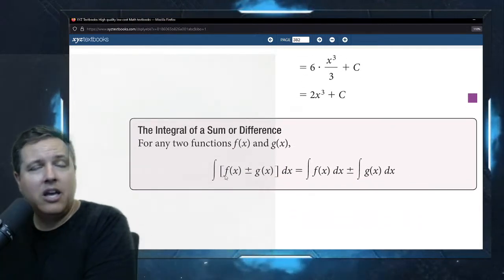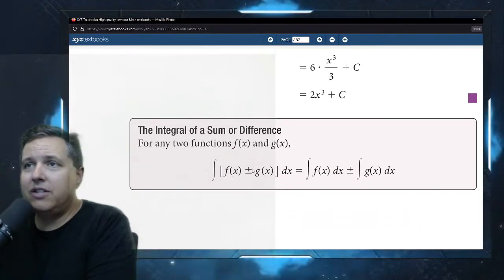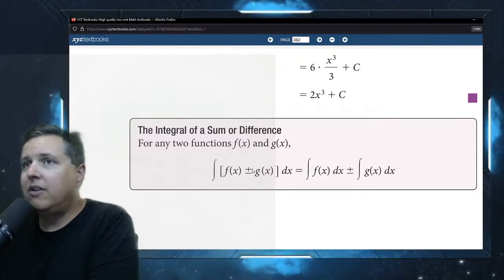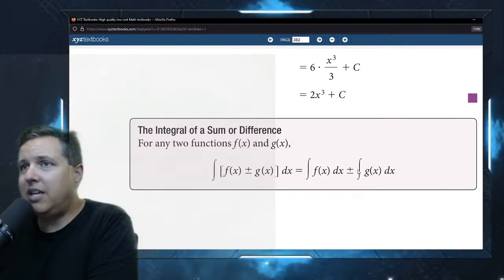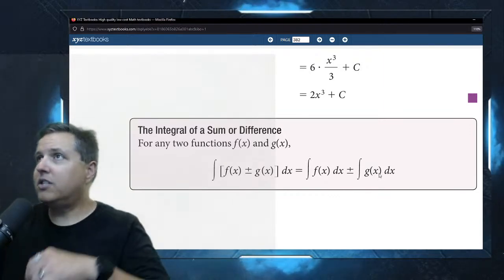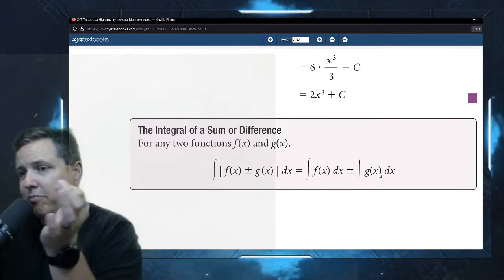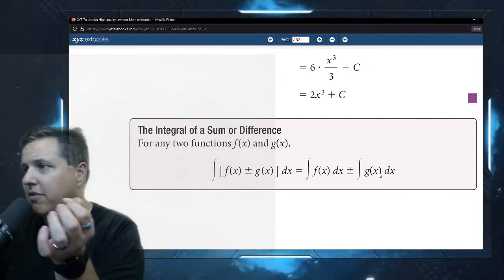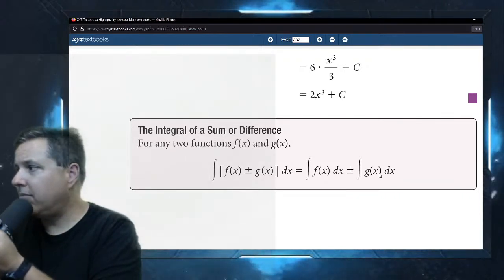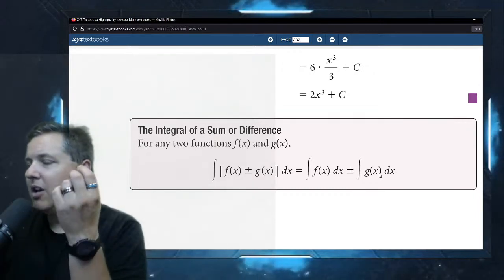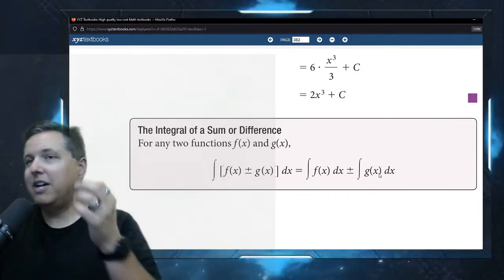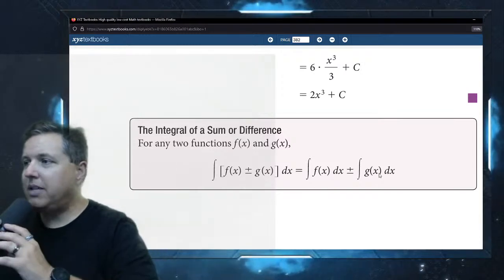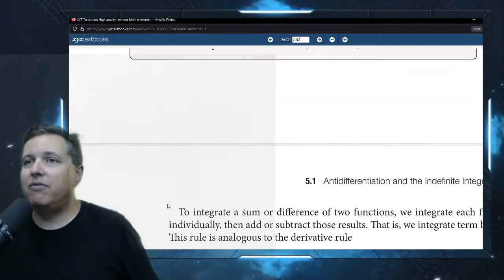Also conveniently, if we have the integral of a sum or difference, just like we do with polynomials for derivatives, you break it up into the individual pieces. So just like we take the derivative of a polynomial one term at a time, we will take the antiderivative of a polynomial one term at a time. We get to use that same property, which is really convenient, right? It means we break it down into these small pieces and we just take whatever derivative we can.